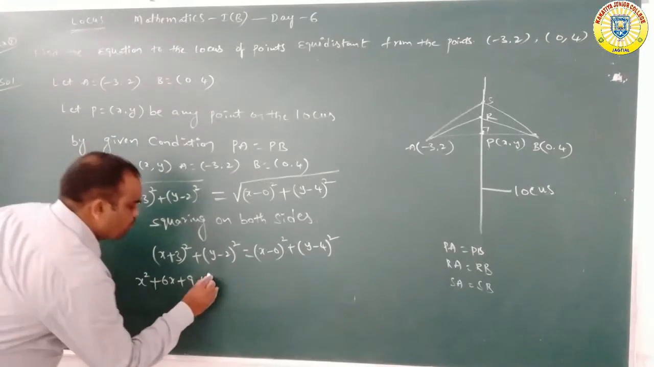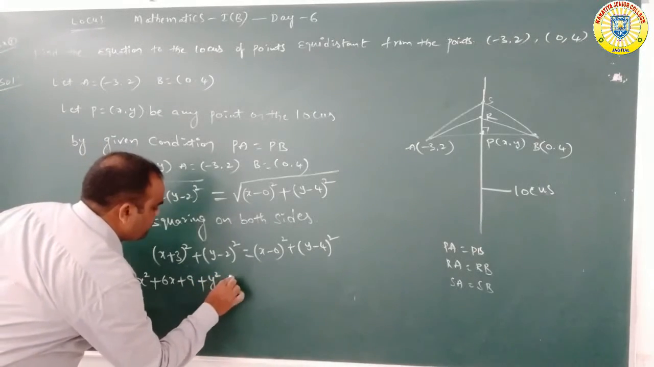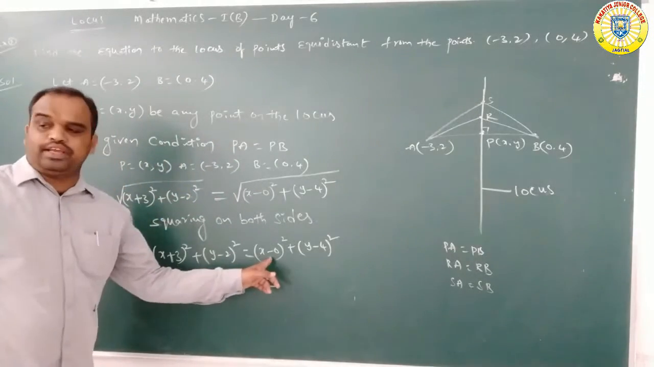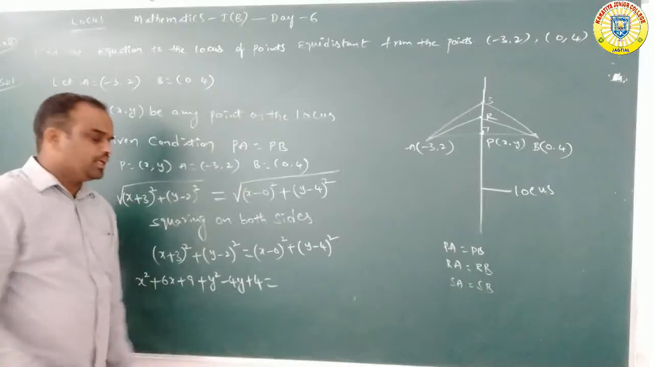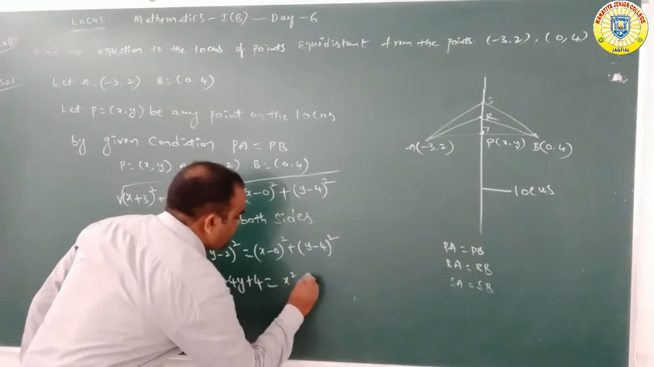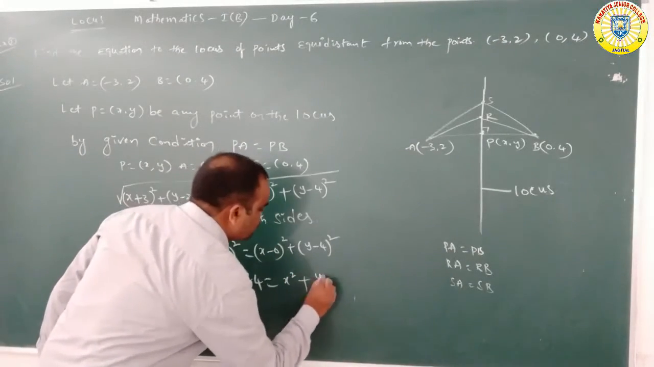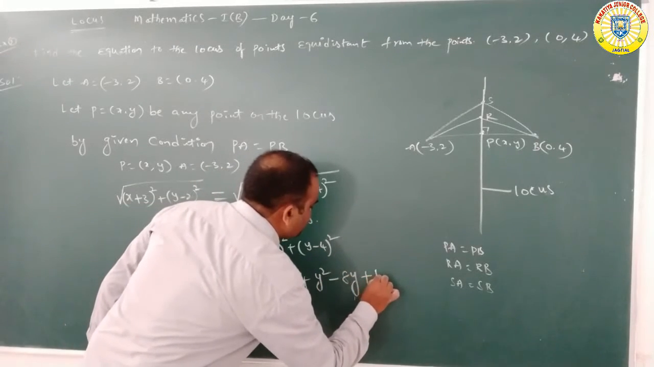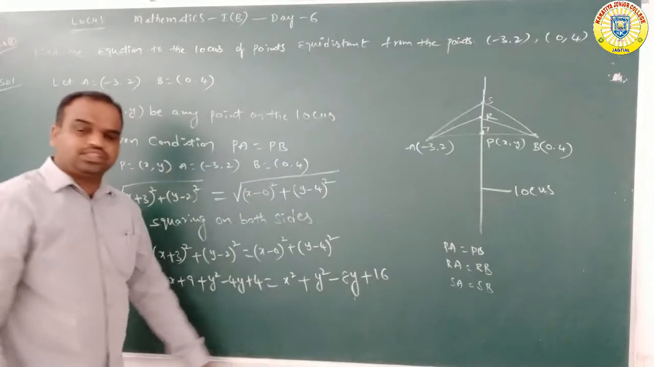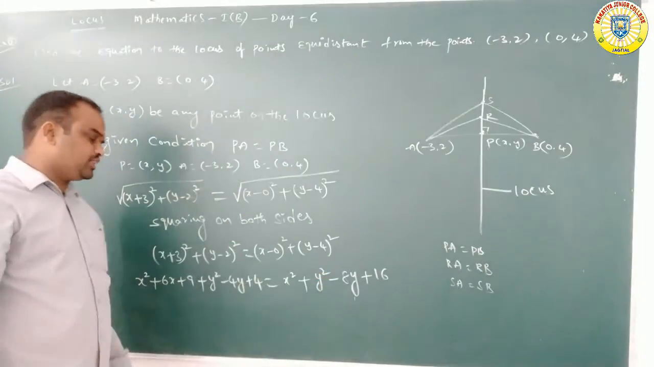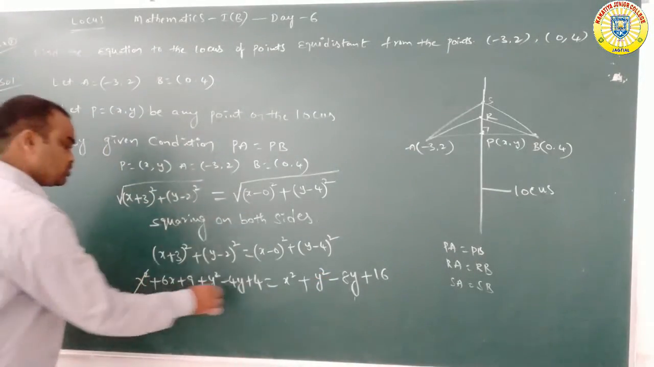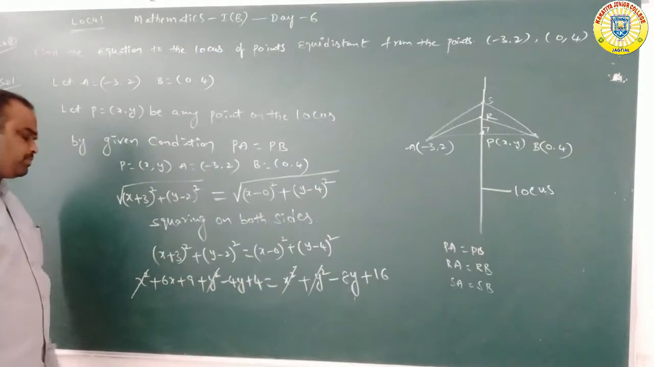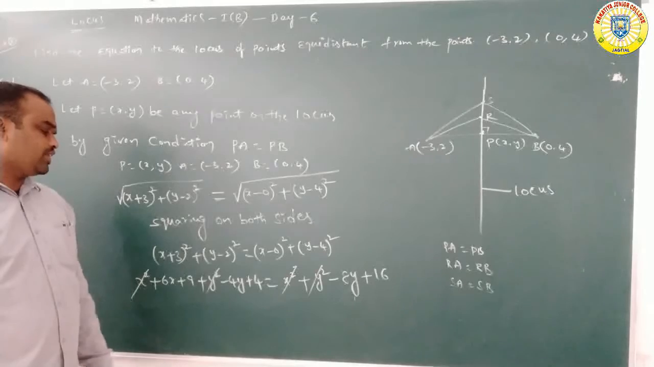(y − 2)² = y² − 4y + 4, equal to (x − 0)², that is x², plus (y − 4)² = y² − 8y + 4², and 4² is equal to 16. Here x² and y² cancel on both sides.